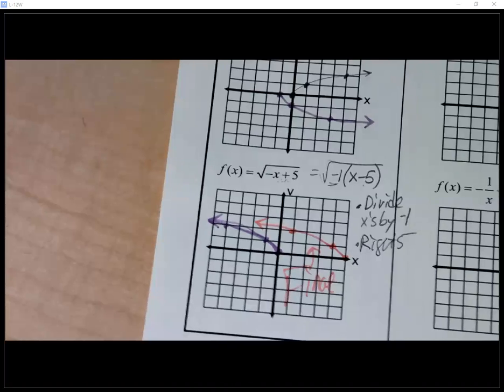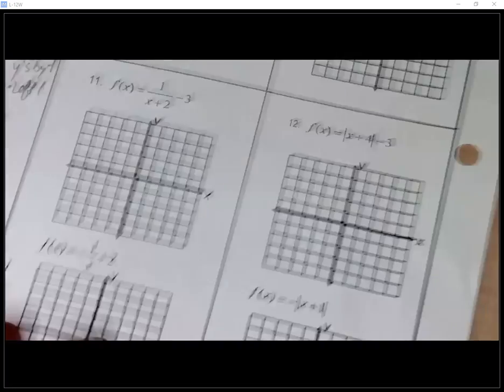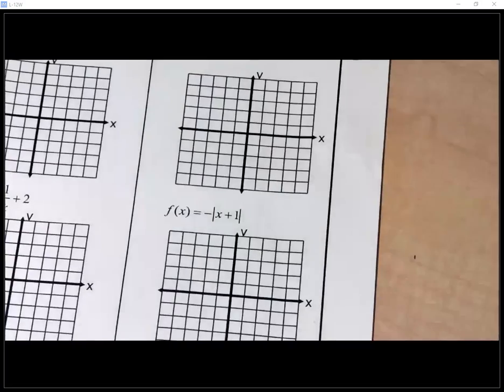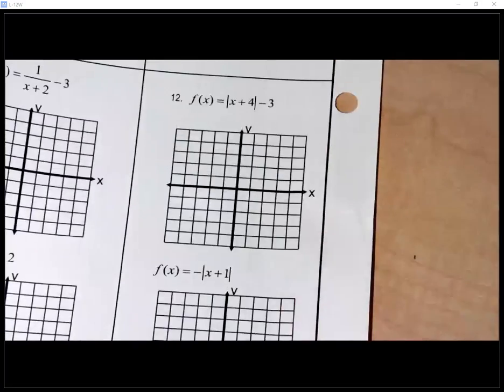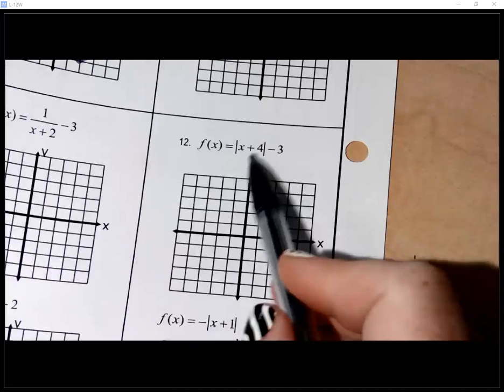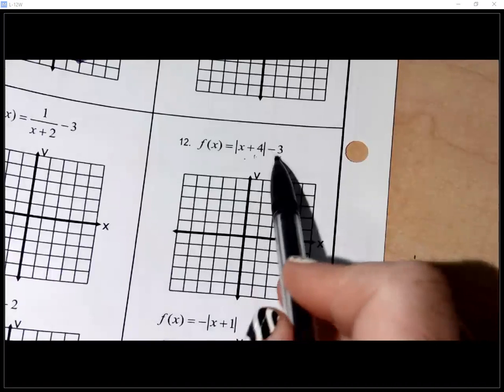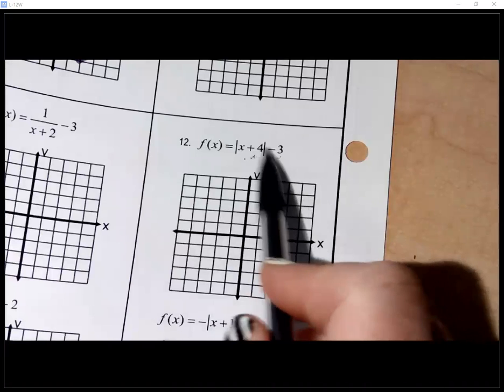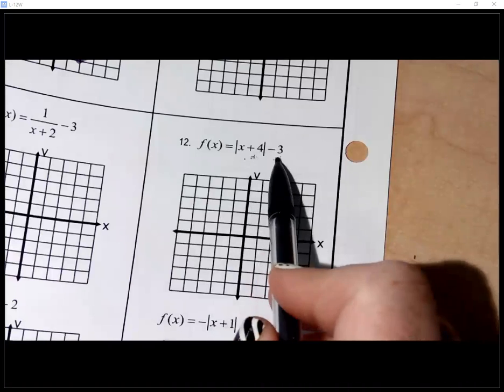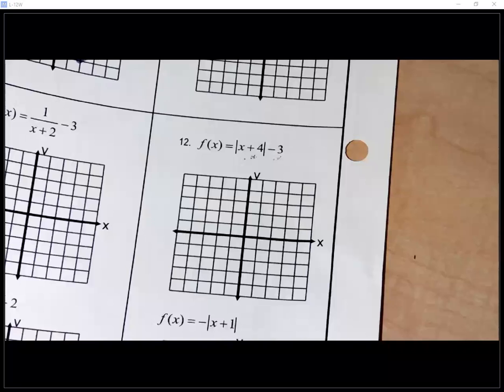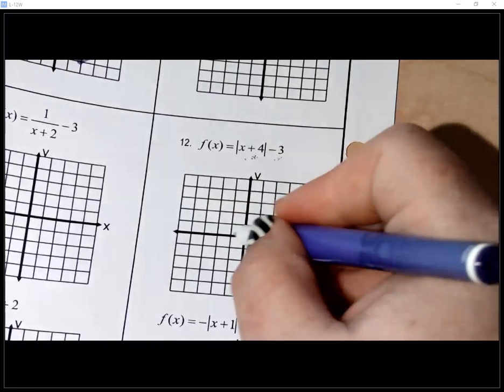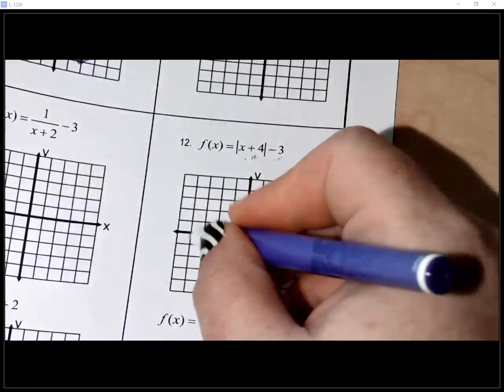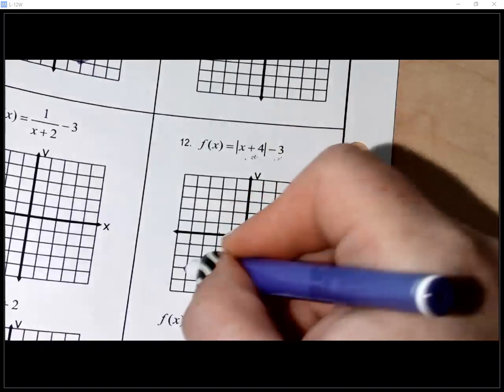Last one. The first one's super easy though, right? I'm just going to take that parent function and I'm going to go where? What do these do? Quick, quick, quick, tell me. What does that and that do? Left 4, down 3, right? I knew what you meant. Left 4, 1, 2, 3, 4, down 1, 2, 3. And then you just have your normal absolute value.